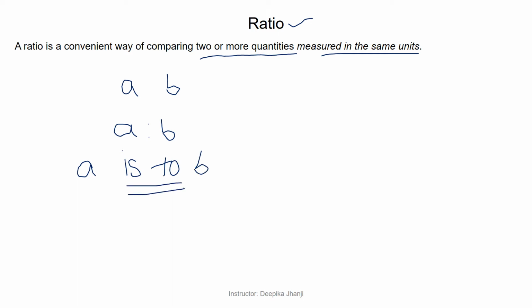Another way of writing the ratio is as a fraction. So we can write down the ratio as A upon B. As we reduce fractions into lowest terms, we also reduce ratios into lowest terms.